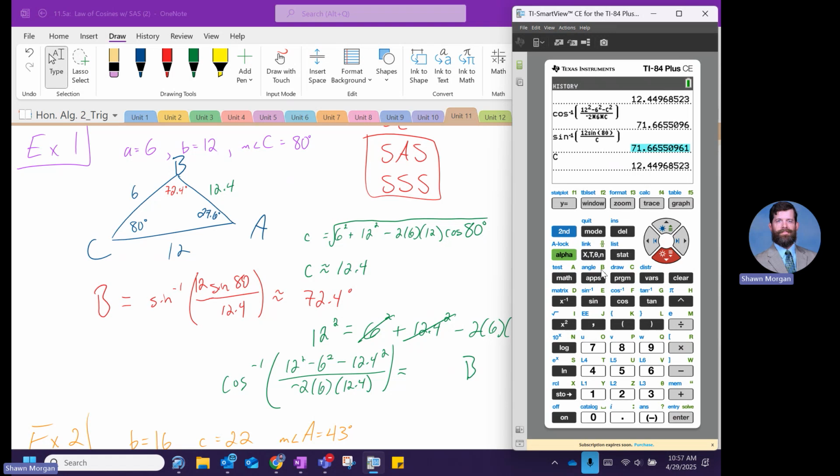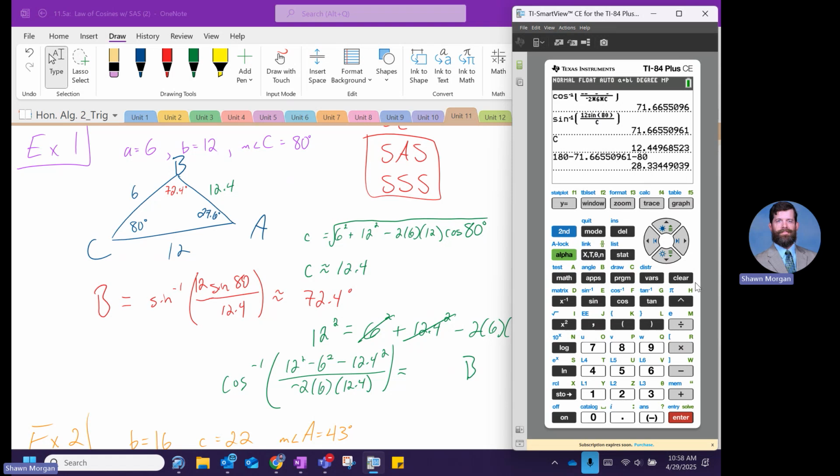Let's see here. What is 180 minus that, minus 80? You get 28.3. 28.3 is a better approximation than 27.6, because once we found big B was 72.4, and we said that was off because we had done a little bit of calculations with approximate values, that also made 27.6 a little bit off.